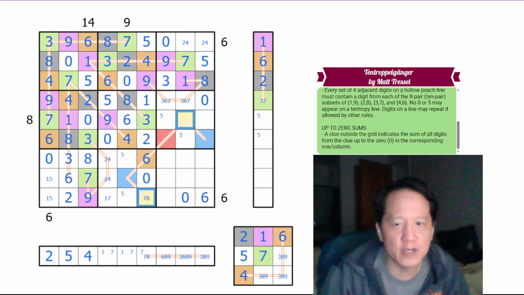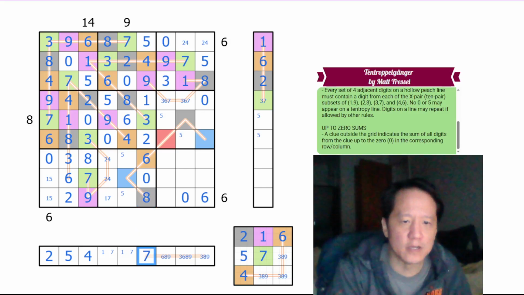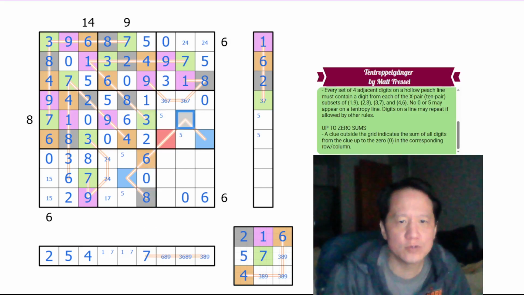So this must be 8, which means these are medium. So this is 8, which means we're missing a 7 in column 6. This must be 2 or 8 here. We can't be, well, it could be either.